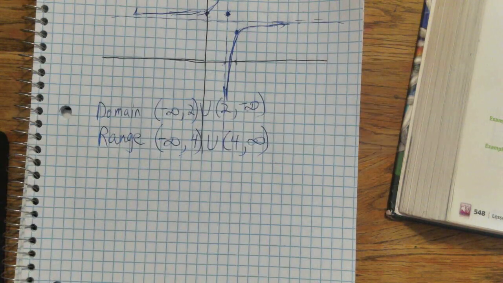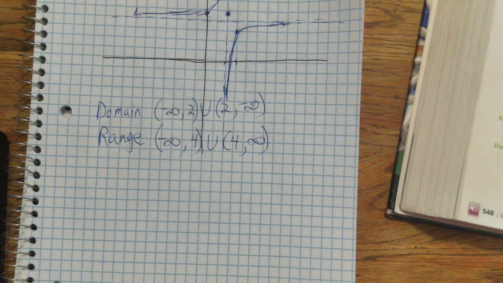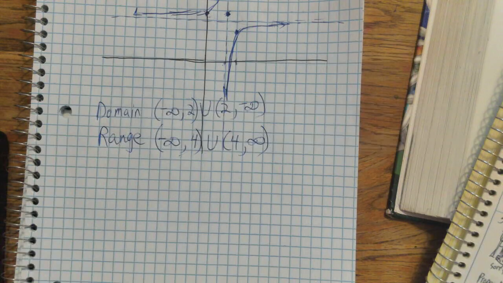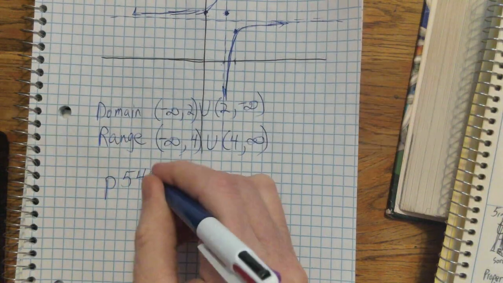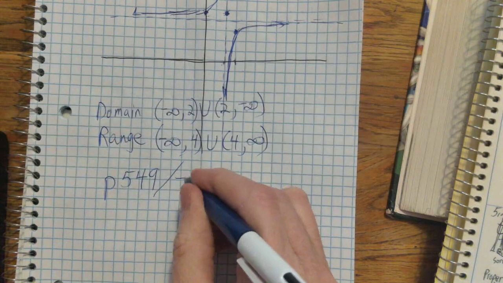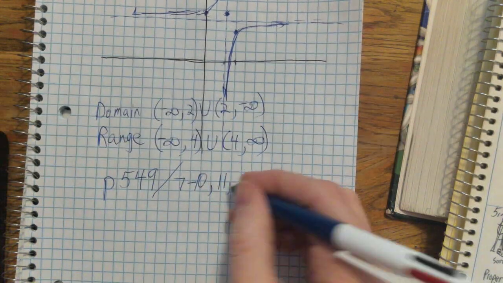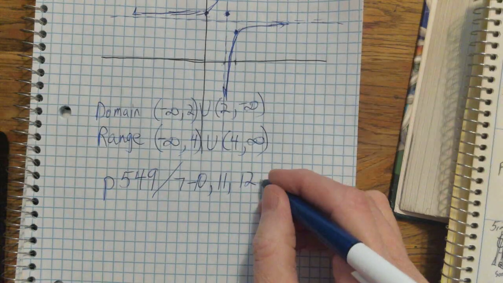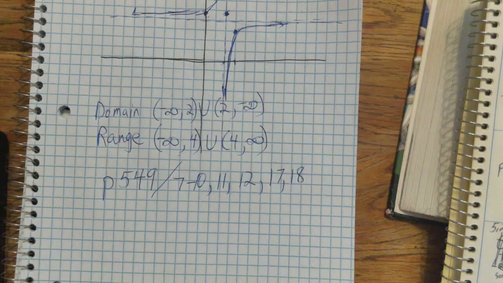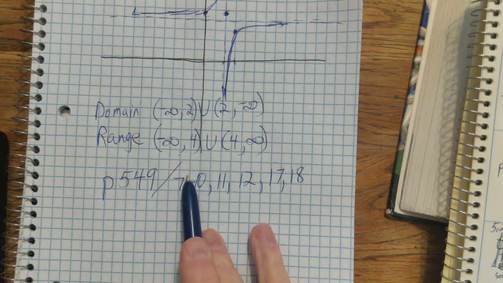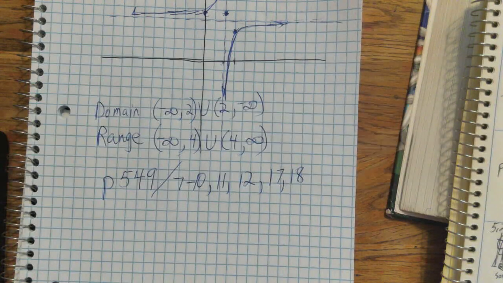And I have this for you on page 549, your assignment. I want you to do numbers 7 through 10, then 11 and 12, then 17 and 18. These are looking at graphs giving domain, range, and asymptotes. These are making 4 graphs.